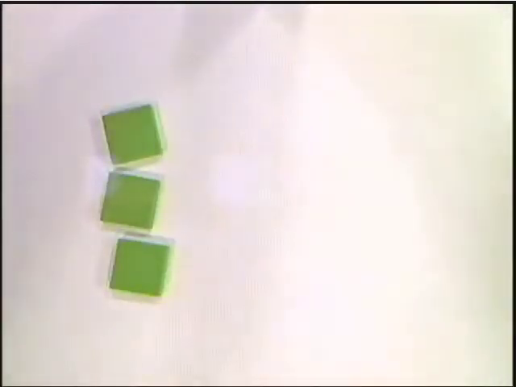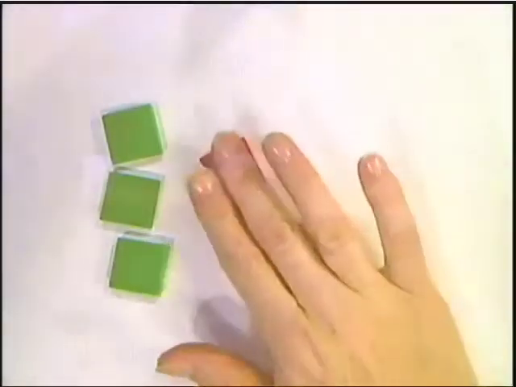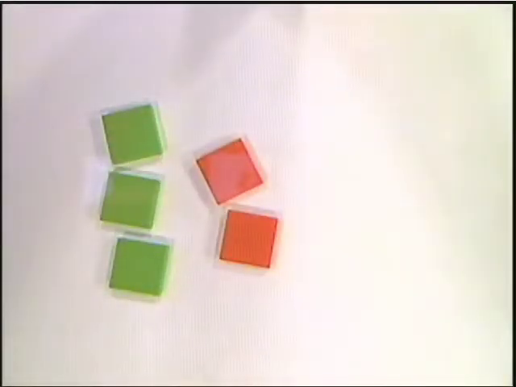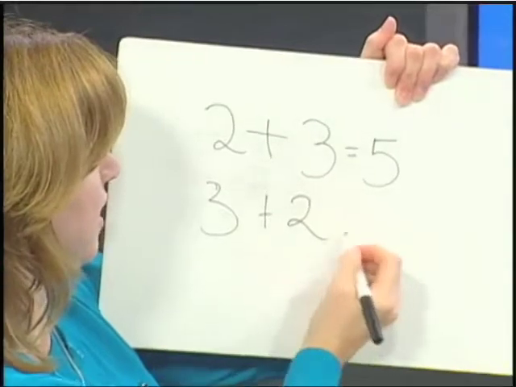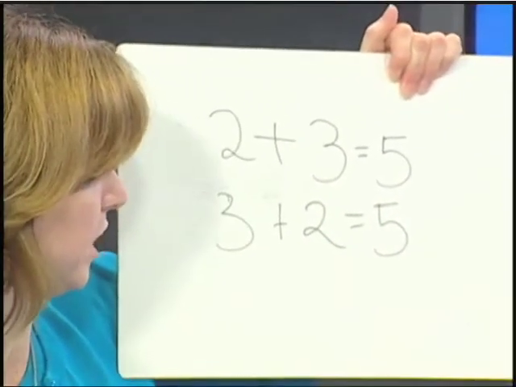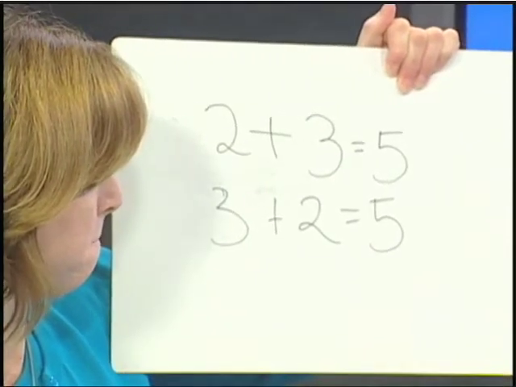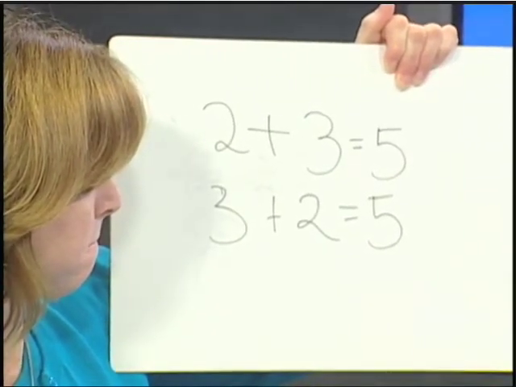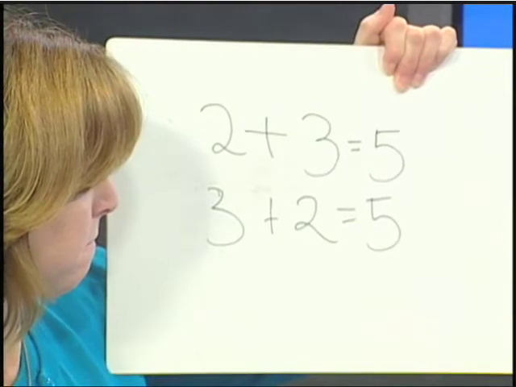All right, what do you have? 3 green. And? 2 red. And all together? 5 altogether. All right, so let's record that. We have 3 green and 2 red and altogether 5. So what do you notice about those number sentences? Well, each equation has the same addends, 3 and 2. They're just switched, and they both equal 5.